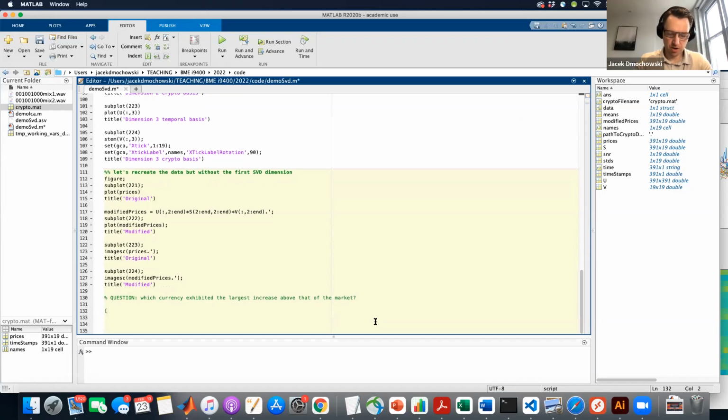Exactly. So we're going to do max delta, max n equals max, and we're going to do modified prices, right? Because for modified, we want to remove the mean, so last point minus first point of the modified prices. I believe this is it. This should do it.